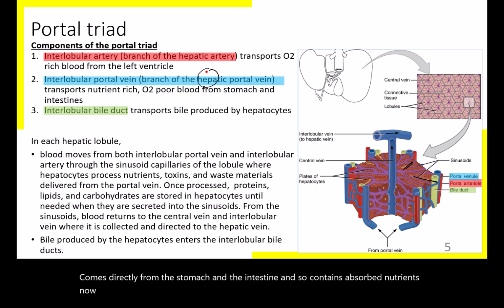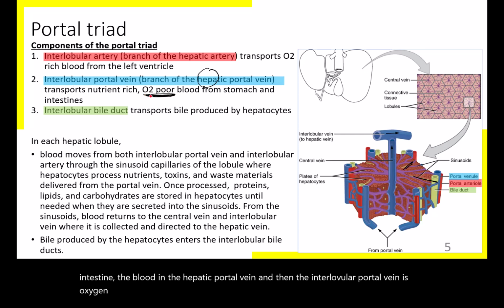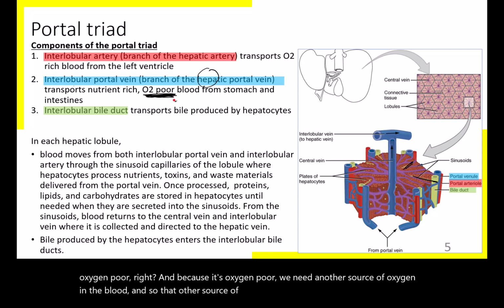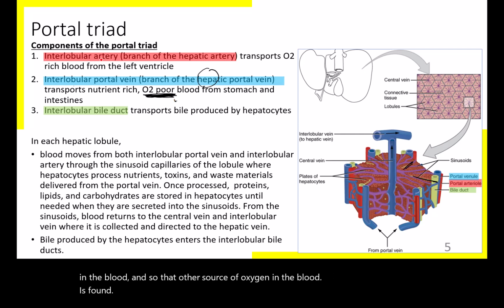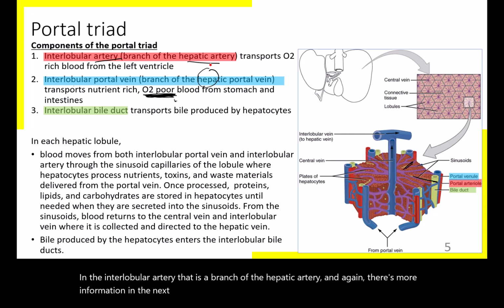Now, because it's gone through the capillary beds in the stomach and the small intestine, the blood in the hepatic portal vein and then the interlobular portal vein is oxygen poor, right? And because it's oxygen poor, we need another source of oxygen in the blood. And so that other source of oxygen in the blood is found in the interlobular artery. That is a branch of the hepatic artery. And again, there's more information in the next slide, right? So the interlobular artery transports oxygen-rich blood directly from the heart.